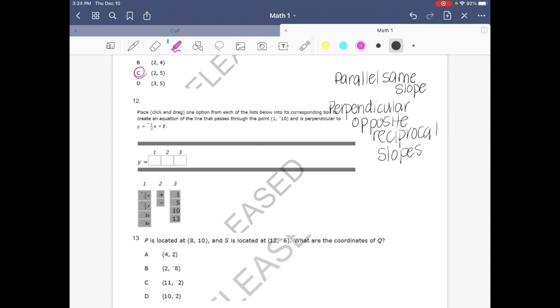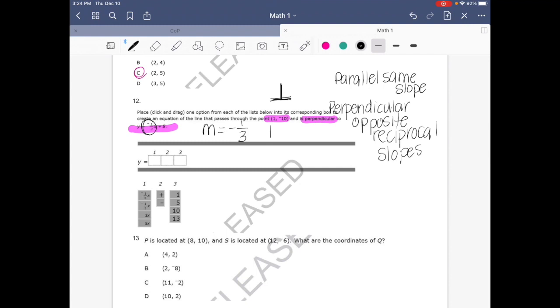So they have an equation and it passes through this point. So we have the point, we know it's perpendicular, and that's the equation that we're looking at. So the first thing I'm going to do is I'm going to write my perpendicular slope. Well, I know that the slope in the original problem, my original slope, is negative 1/3.